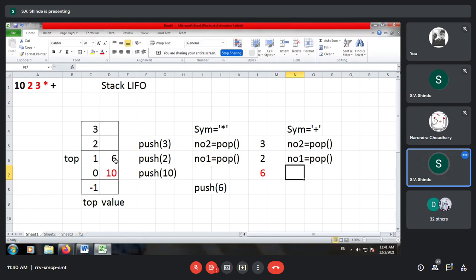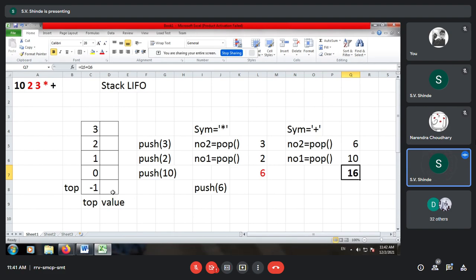So number 2 will be nothing but 6, and number 1 will be nothing but 10, which is popped from the stack. Naturally, your top will be reduced to -1, and we have to delete these contents. So which operation do you have to perform on number 1 and number 2? It is nothing but plus. So it is 6 plus 10. We get the final answer as 16.